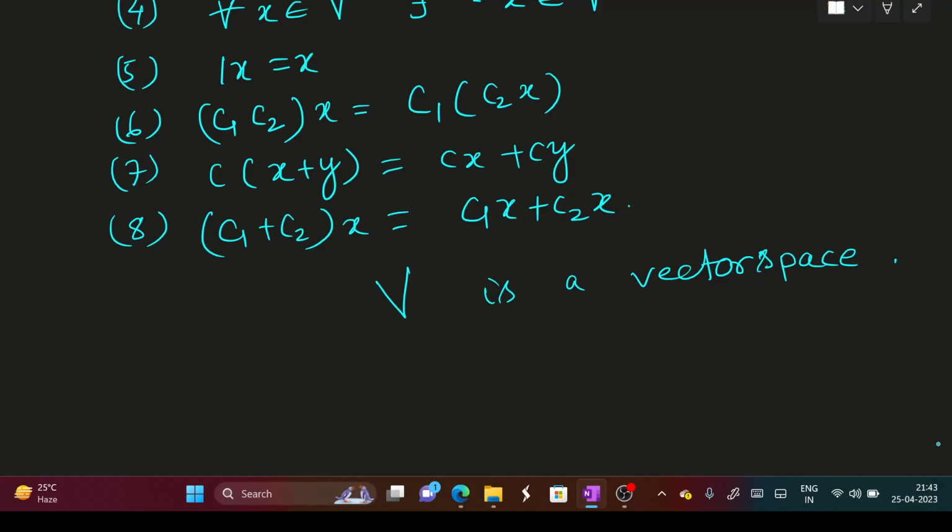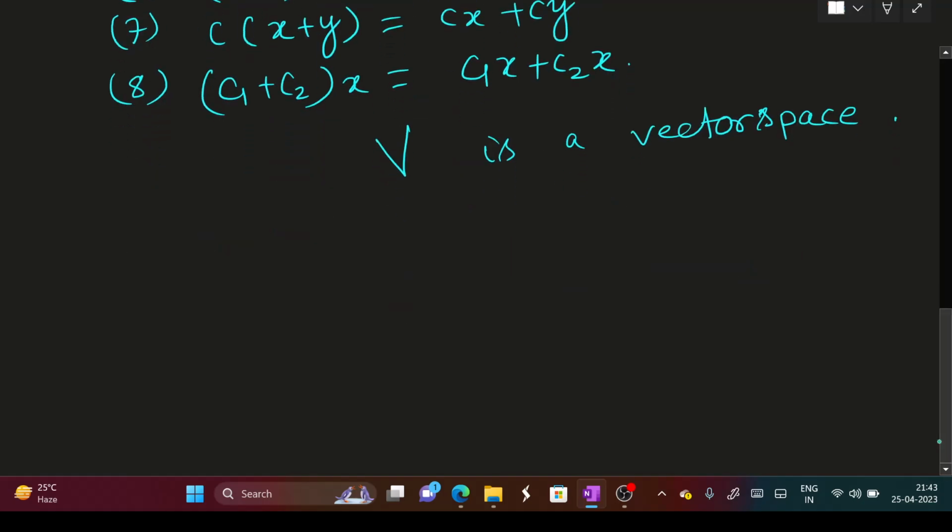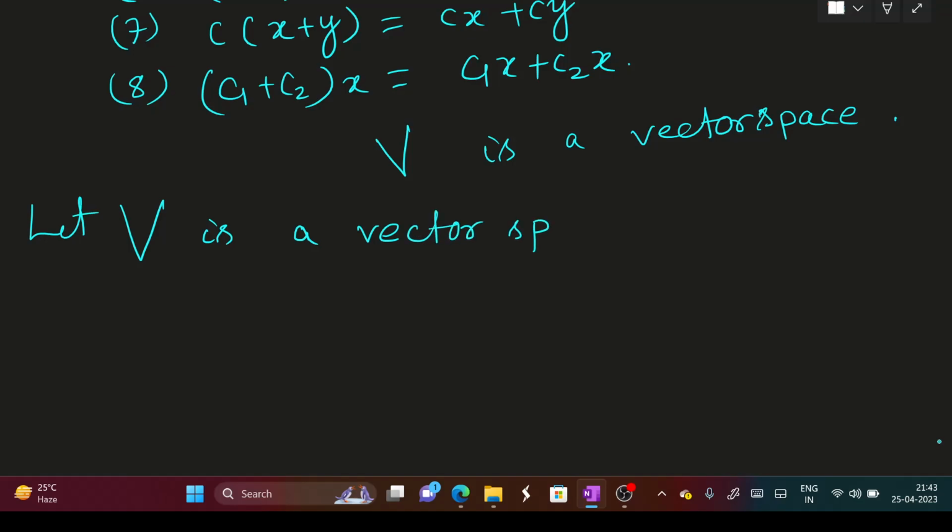But in most cases, we take a subset of a vector space, and we want to study whether that subset or subcollection of the original vector space is a subspace of it or not, whether it is a vector space by itself or not. So for that we need not verify these 8 properties. Suppose given that V is a vector space, and W is a subset of V.